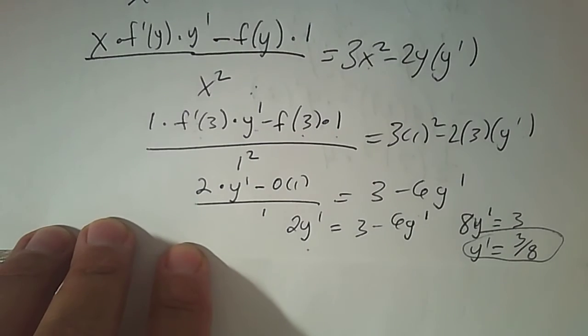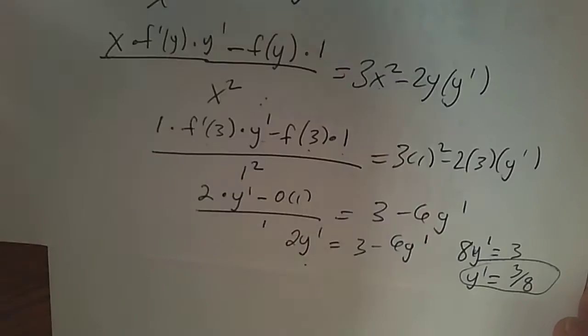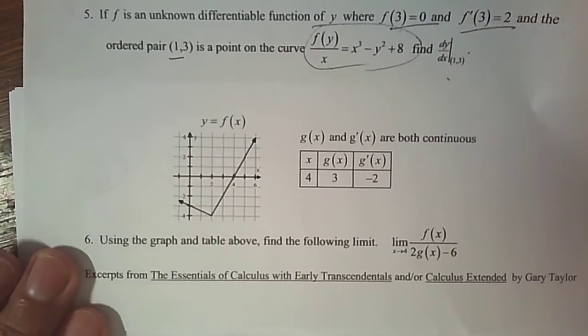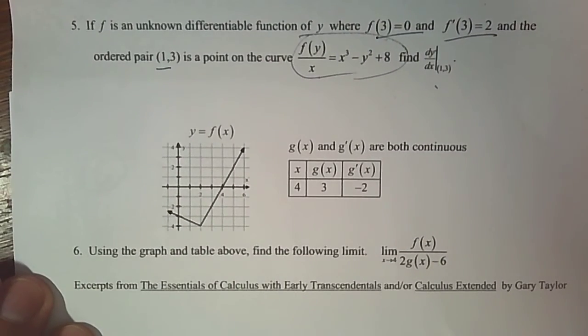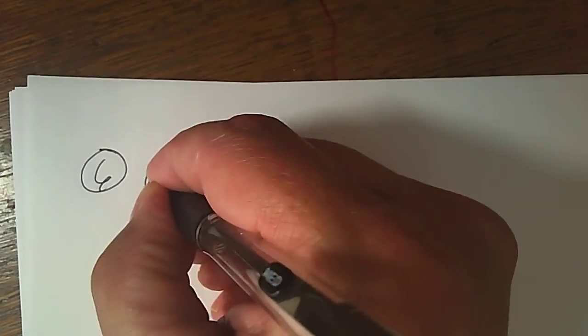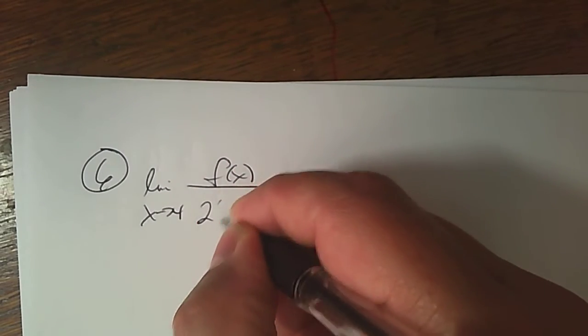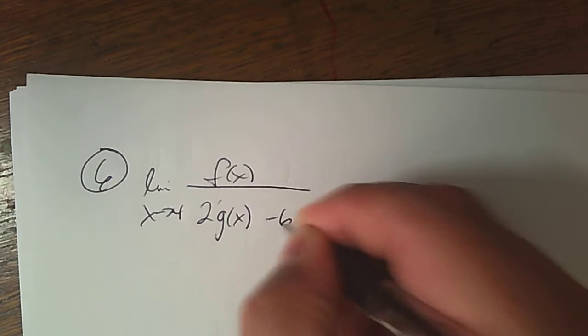Taking the derivative implicitly with different values and different things like that. So there's number 5. Number 6. Let's look at that. We're doing 6 and 7. 2 left. Use the graph and table above to find the following limit. So I'm going to write that down. The limit as x approaches 4 of f at x over 2g at x, subtract 6.